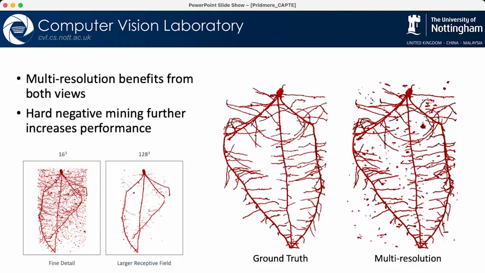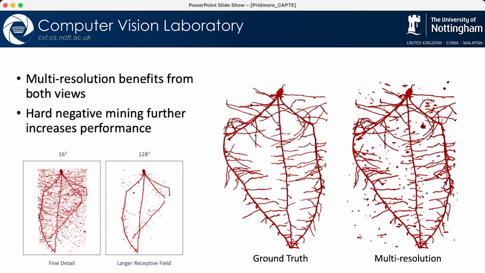You can see in the small pictures what you get from the individual pieces, the small and the large pieces of image if they're processed separately. Okay. In the middle is the ground truth, that's what we put in, which we were trying to get it to learn. On the right is the multi-resolution output. So this is pretty good. It's somewhere between the two, fine detail and larger receptive field outputs. We've got most of the network. We've still got some noise, but nowhere near as much as we had in the fine detail one.